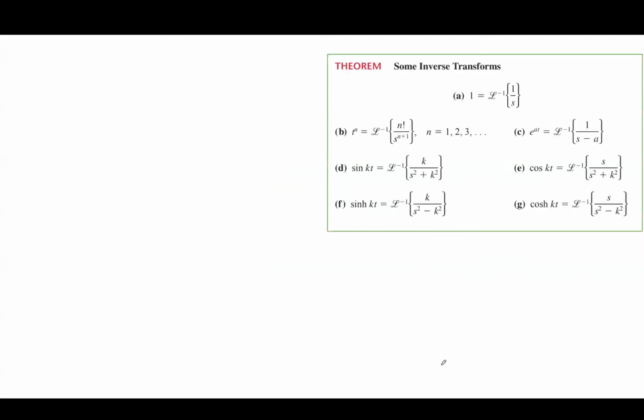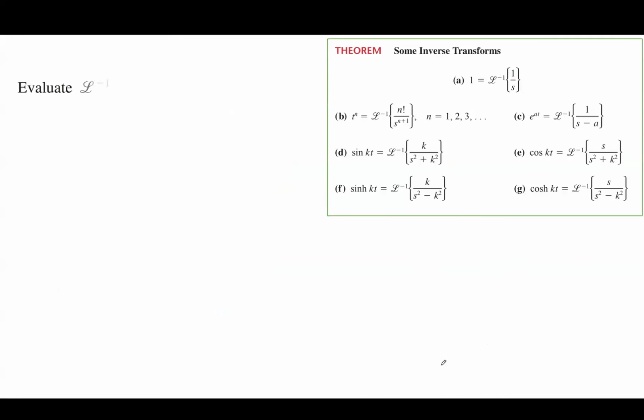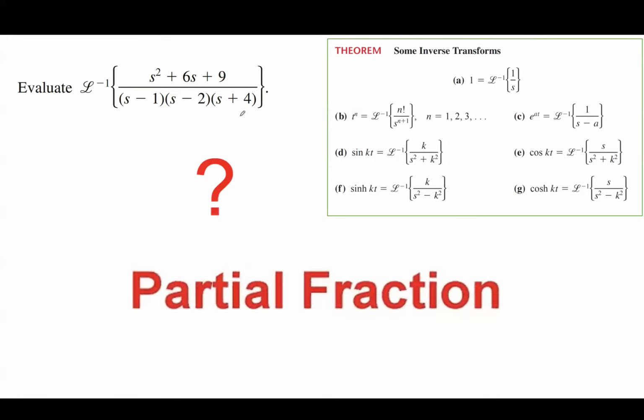In more interesting cases, we're going to apply other techniques that we learned in pre-calculus. For example, here I have s squared plus 6s plus 9 divided by s minus 1 times s minus 2 times s plus 4, and I want to find the inverse Laplace of this fraction. How do we do that? If you take a look at the quantity inside the bracket, we're going to use partial fractions to break this off into simpler fractions.